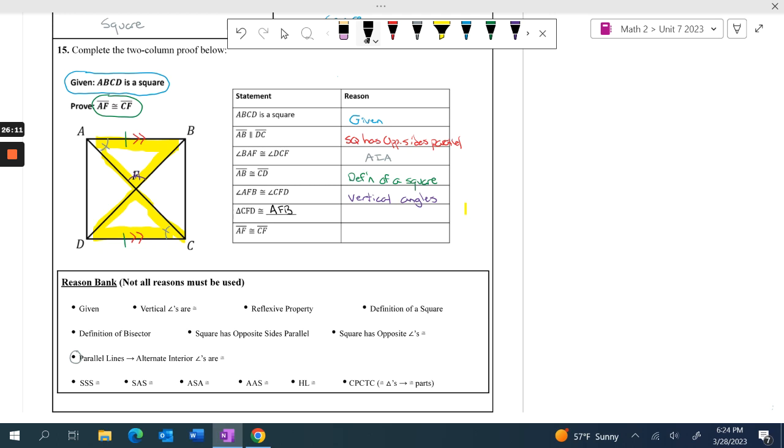I have an angle, and a side. So angle, side. And my last statement is what I'm proving. AF is congruent with CF, and that would be the CPCTC rule. CPCTC.